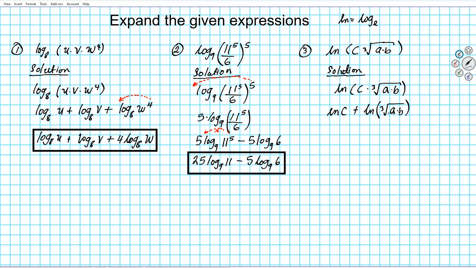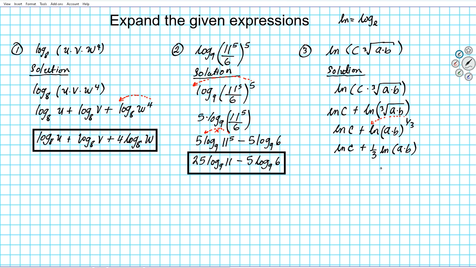Now, how do we write this as a power so we can power it down? We're going to use the nth root property that we talked about earlier and write it as a rational exponent. So it'll be a times b raised to the 1/3 power. Now we have the freedom to use the power property to power down this exponent. It's going to become a coefficient. So we're going to have the natural log of c plus 1/3 of the natural log of a times b.